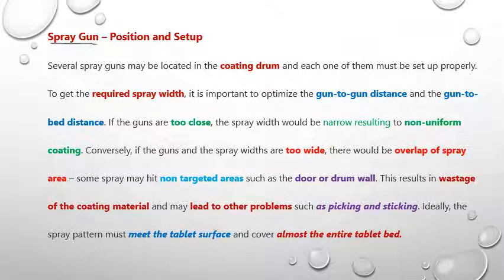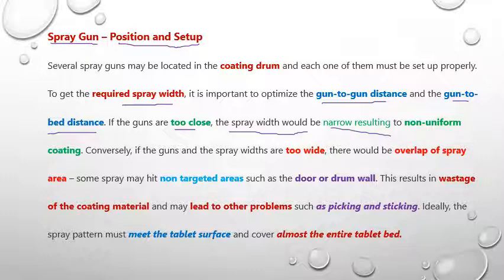Now, spray gun position and its setup. Several spray guns may be located in a coating drum, and each one of these must be set up properly. To get the required spray width, it is important to optimize the gun to gun distance and gun to bed distance. If the guns are too close, the spray width would be narrow, resulting in non-uniform coating.